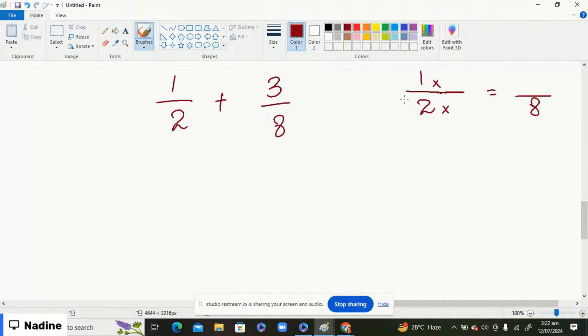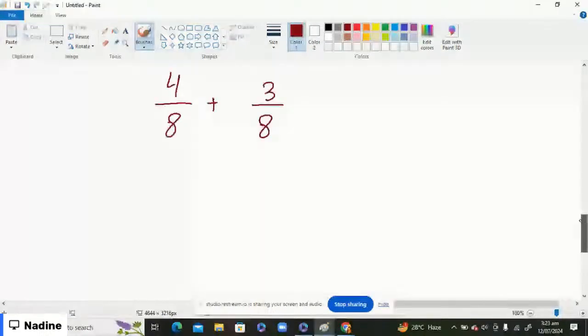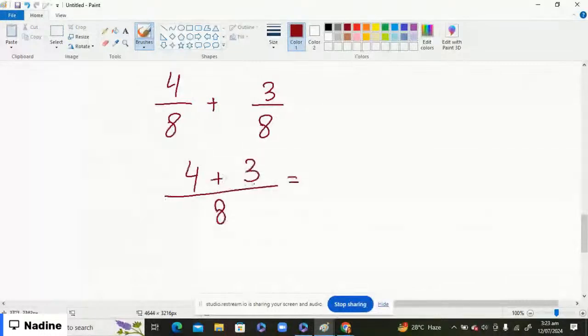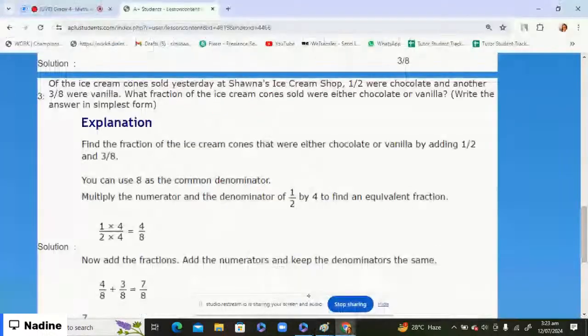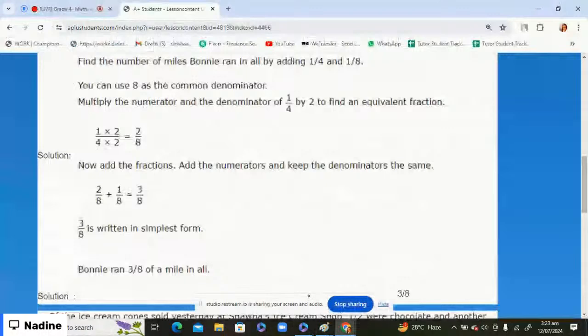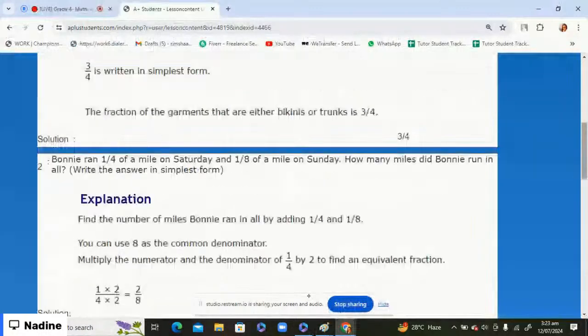So it's 4 because 4 times 2 is 8. Okay, and 4 times 1 is 4. So let's put in place of 1 by 2, that is 4 by 8, then plus 3 by 8. Okay, so 8 is common in all of it. Here you're going to put 4 plus 3. So 4 plus 3 is 7 over 8.